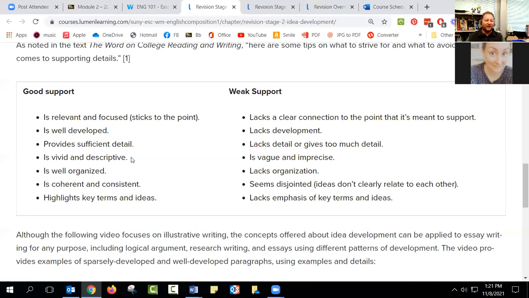Which is always a good thing. So be vivid, be descriptive, use descriptive language to try to describe the things you're talking about so your reader has a better understanding of what it is you're trying to tell them, right? Opposite, don't be vague and imprecise.